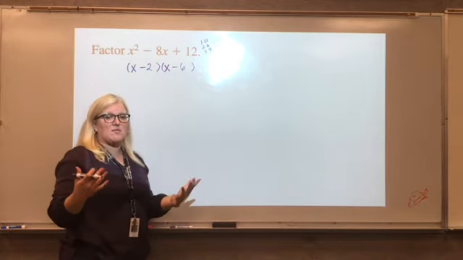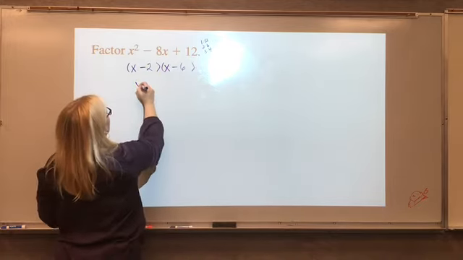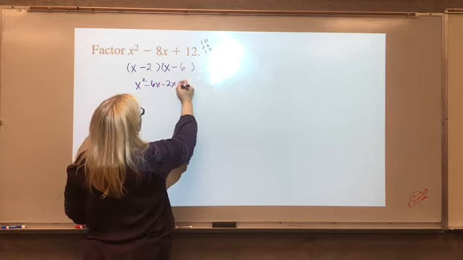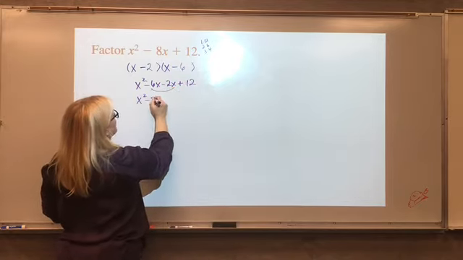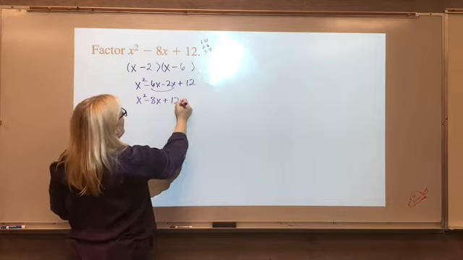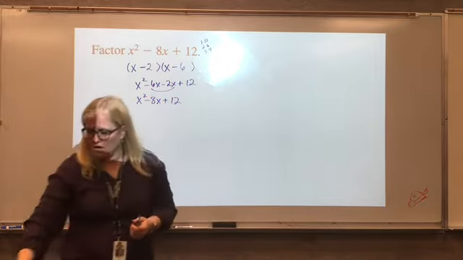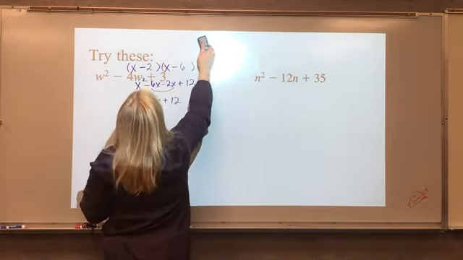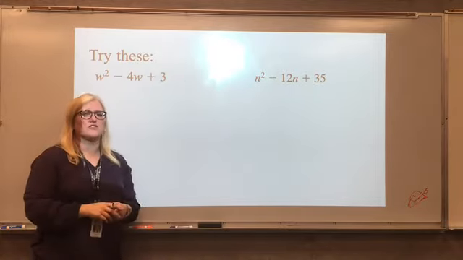Now, let's say I'm not sure. I can always FOIL it, okay? x squared minus 6x minus 2x plus 12, and then I combine these: x squared minus 8x plus 12. I can always FOIL it to check my answer. All right, so I want you to try these. So go ahead and pause your video.